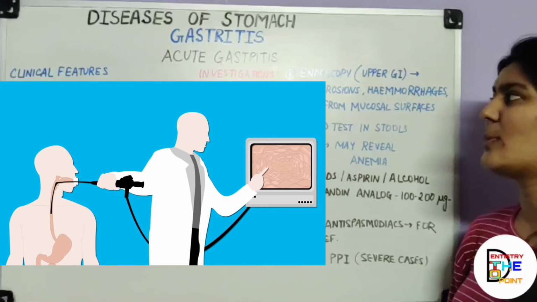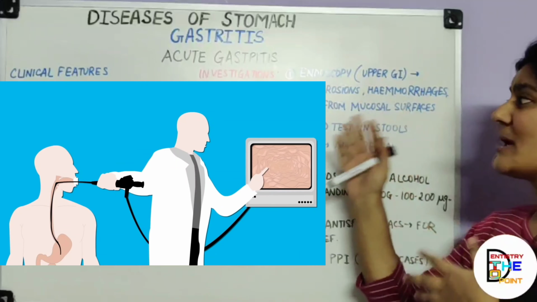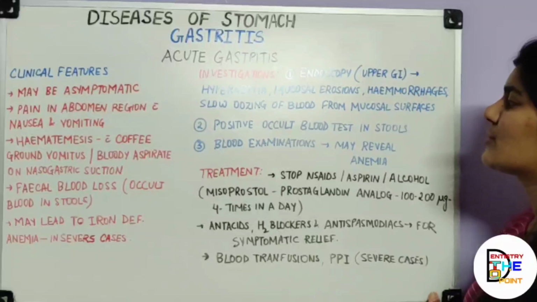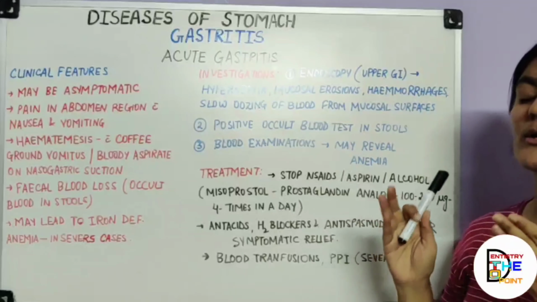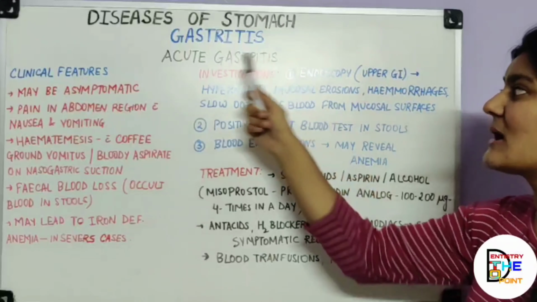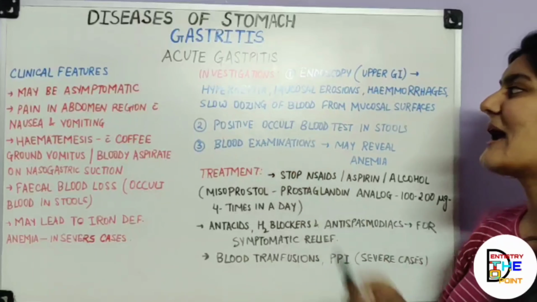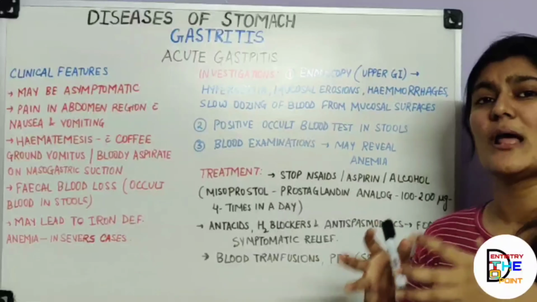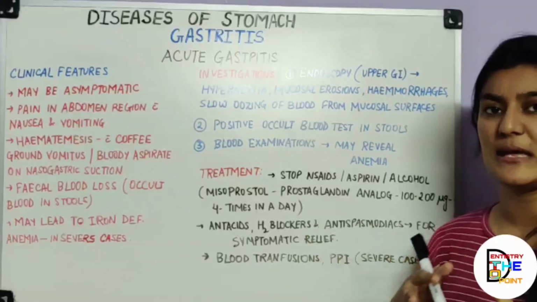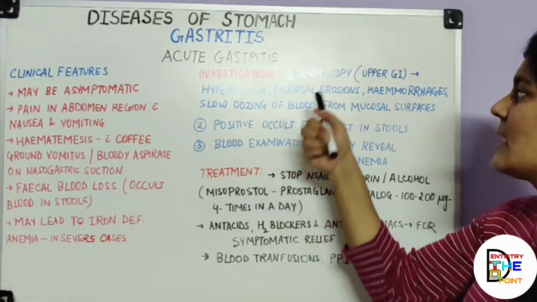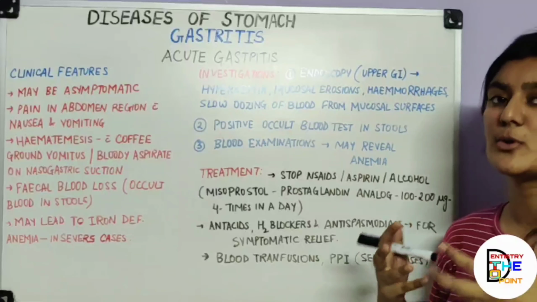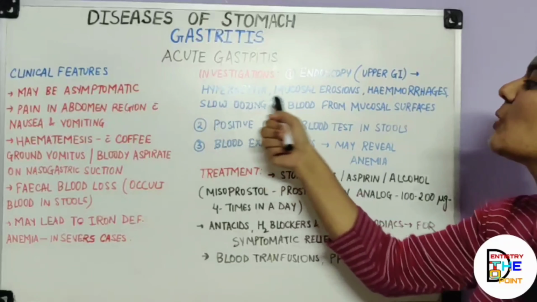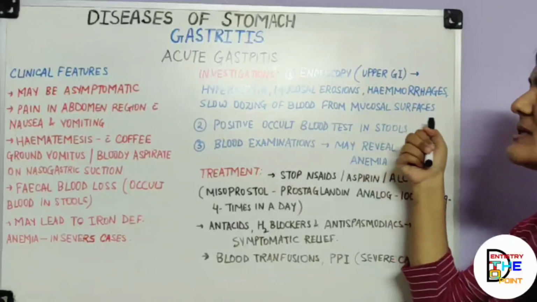So you do endoscopy. This is a very common investigation measure for diseases of the stomach. So you introduce an endoscope. So what things you can see through endoscope in acute gastritis is hyperemia. Hyperemia is nothing but when there is collection of blood or there is extra blood in a specific area. So when there is hyperemia, mucosal erosions, any kind of erosions present in your gastric wall, hemorrhages, slow oozing of blood from the mucosal surfaces.